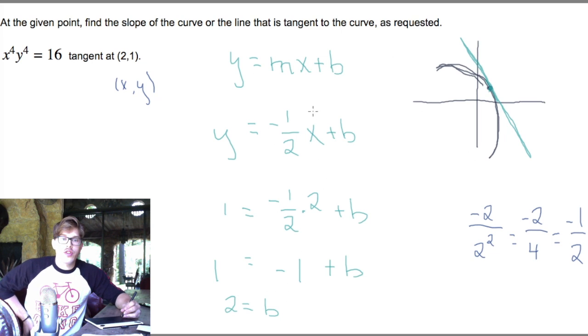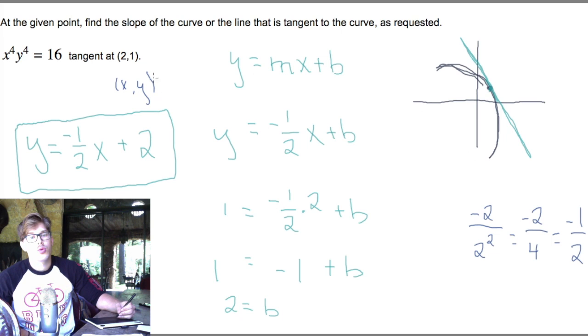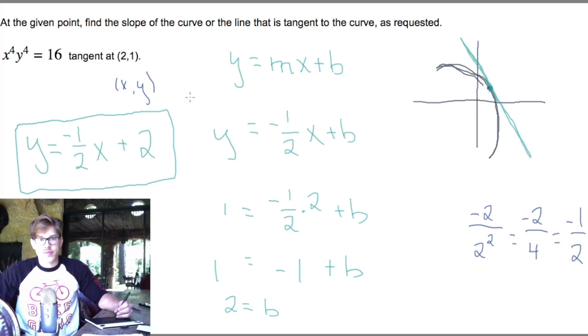So our equation for our tangent is y equals our slope, which is negative 1/2 x, plus b, so plus 2. So y equals negative 1/2 x plus 2 is the equation for our tangent line at the point 2, 1.